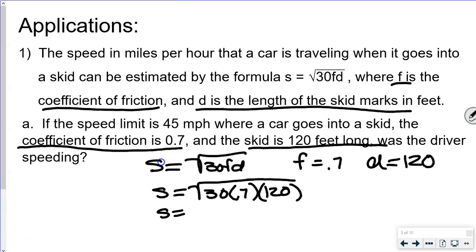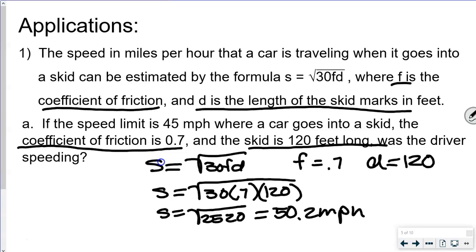So when we multiply those three numbers together, it gives us 2520. And then we take the square root of that. It's going to be 50.2 miles per hour. So my question for you guys is, did I answer the question?